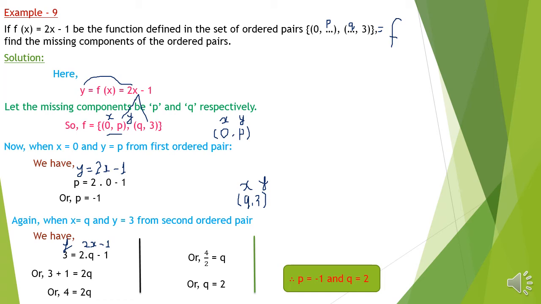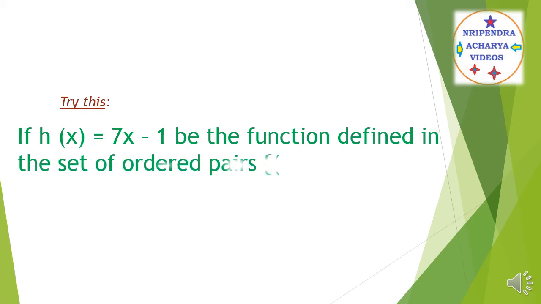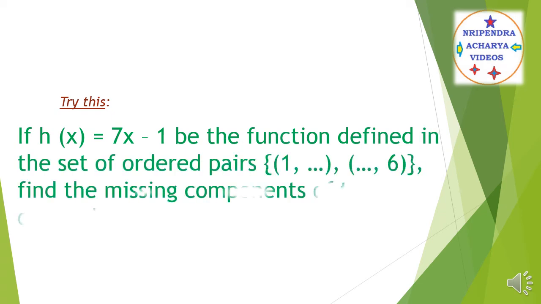If you know the concept of x and y, then every question in the function will be easier. Let's move forward. Now there is a question for you. Try this. If h(x) is equal to 7x minus y be the function defined in the set of ordered pairs, find the missing components of the ordered pair. If you have understood the previous example, you can easily do this question also.